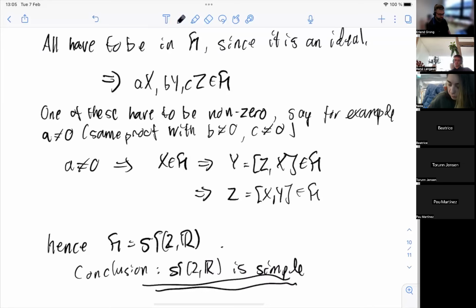So conclusion, our Lie algebra SL2R is simple because if I take an ideal and I assume that it's non-zero, then immediately I get that it has to be the entire Lie algebra.